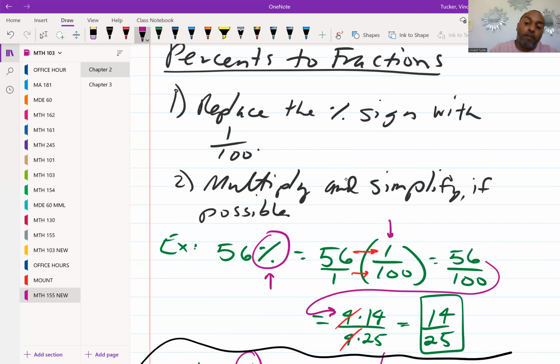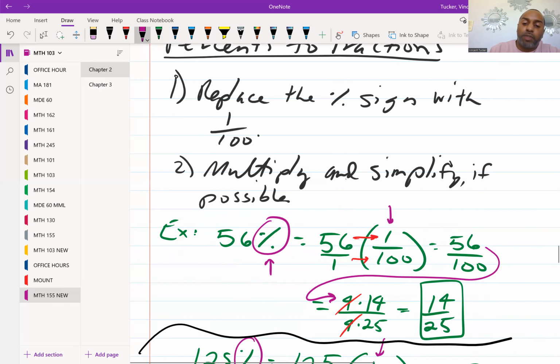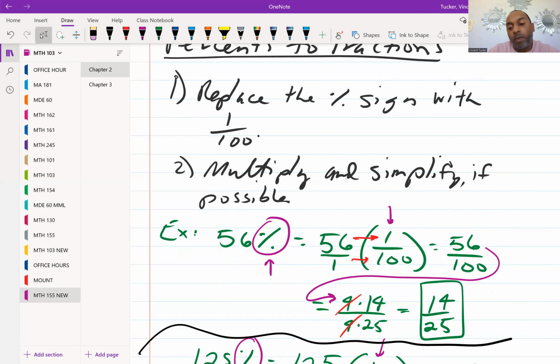Then from there, we want to simplify if possible. So I broke up 56 and 100. 56 is 4 times 14. 100 is 4 times 25. The 4s cancel, and that leaves you with 14/25. Any problems before we go to the next one?